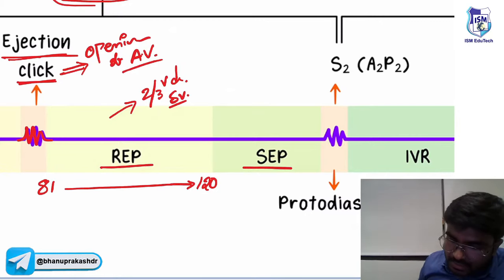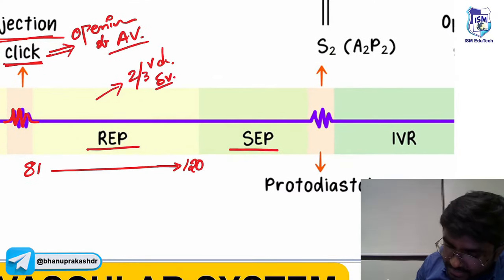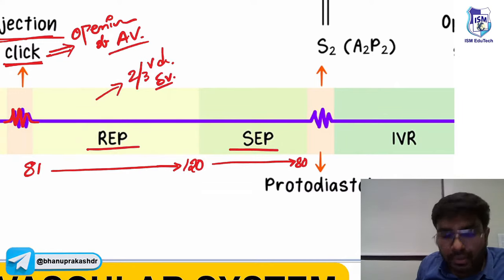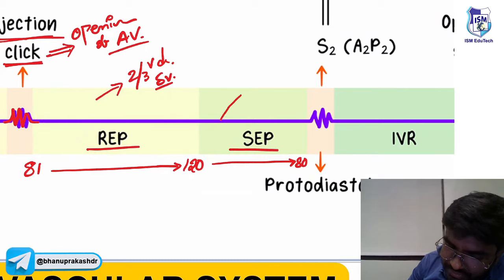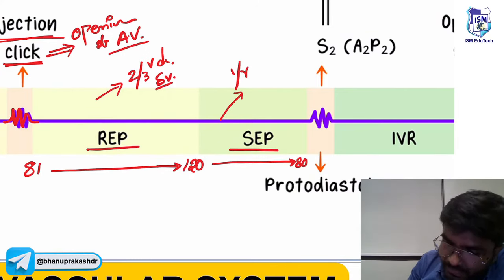Next, what is the slow ejection phase? During the slow ejection phase, the pressure goes from 120 back to 80. The pressure is going back to 80. How much of the stroke volume is going to be ejected during the slow ejection phase? 1/3 of the stroke volume is going to be ejected.